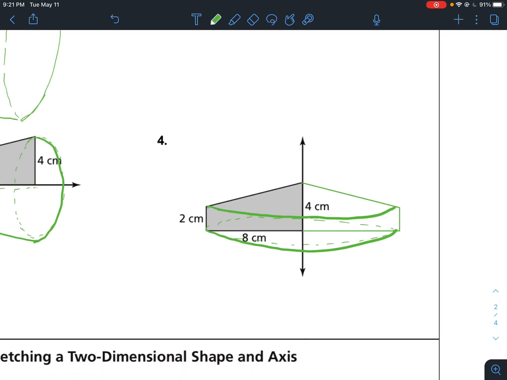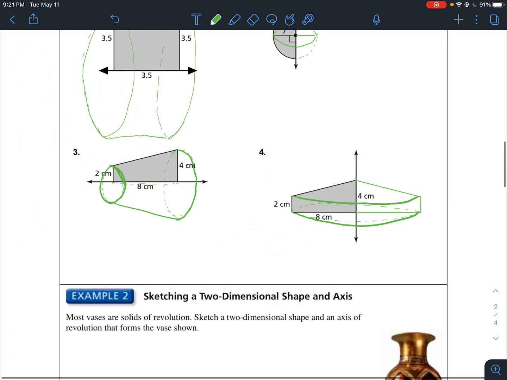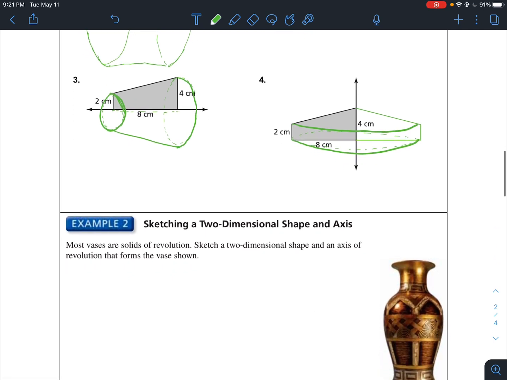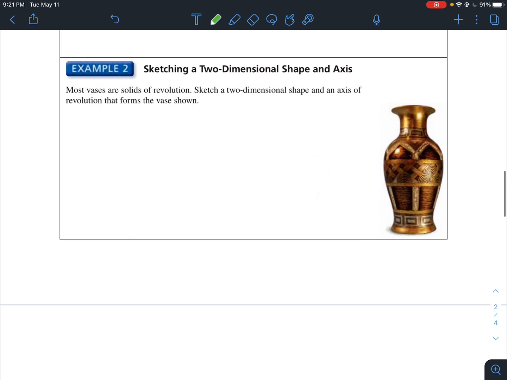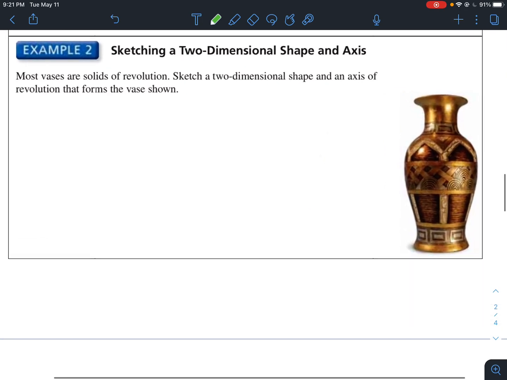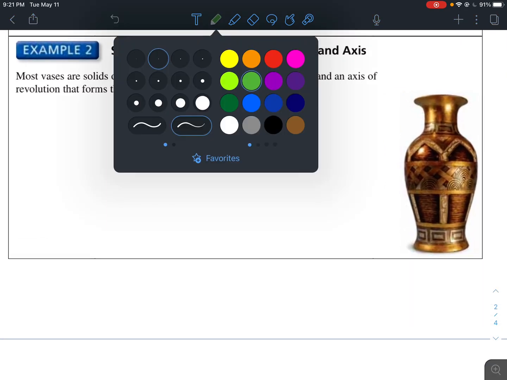Okay. Yep. It's an okay image. Alright. So hopefully we get an idea of what these shapes are looking like. So example 2 right here, it says, most vases are solids of revolution. Sketch a 2-dimensional shape and an axis of revolution that form the vase shown. So can we create a 2D image with an axis of revolution that would produce this shape?